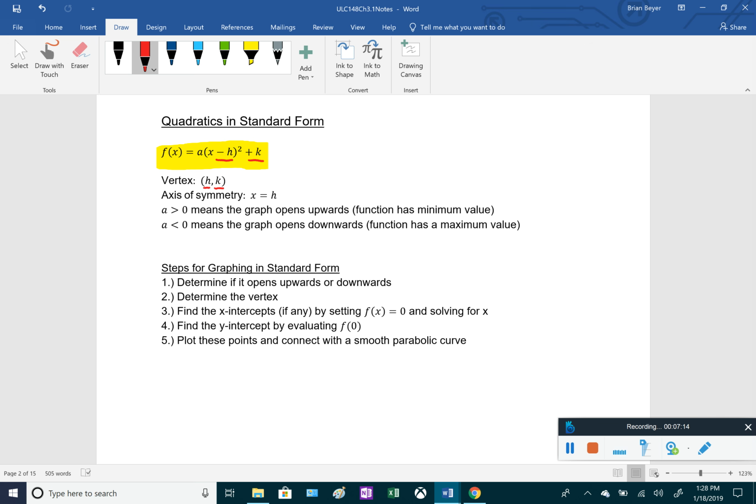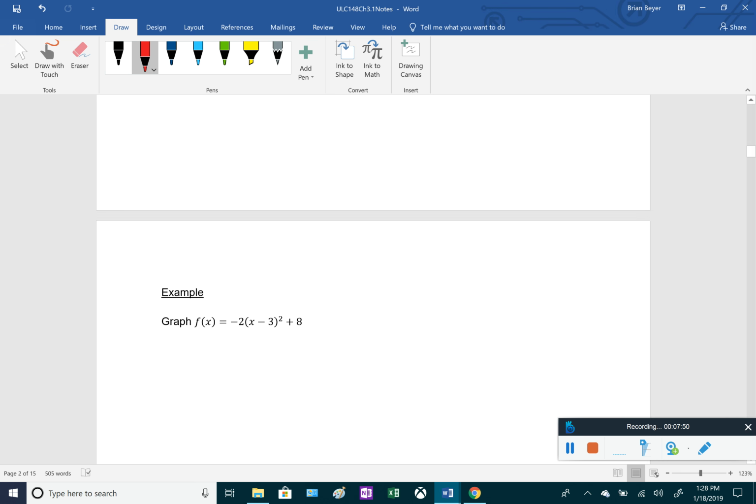So the steps for doing this are pretty much the same every time. We're going to determine if it opens upwards or downwards by looking at the a value. We're going to determine the vertex, and find the x-intercepts, if any, by setting the function equal to 0 and solving for x. For the x-intercepts for quadratics, there's either going to be none, 1, or 2. Those are the only options. And then we're going to find the y-intercept by evaluating f of 0, so setting x equal to 0 and then evaluating f of 0. We're going to plot those points, and then just connect them with a smooth parabolic curve.